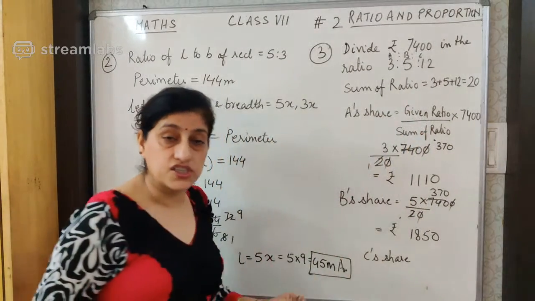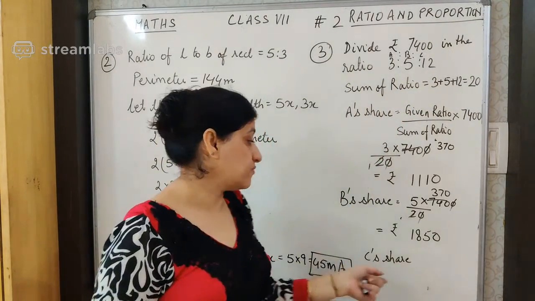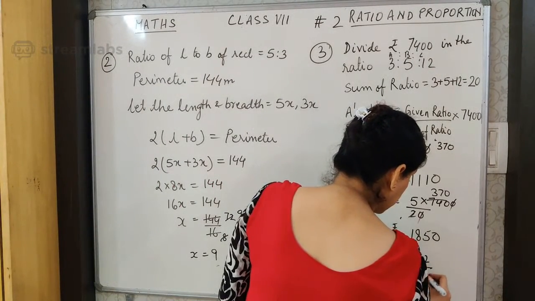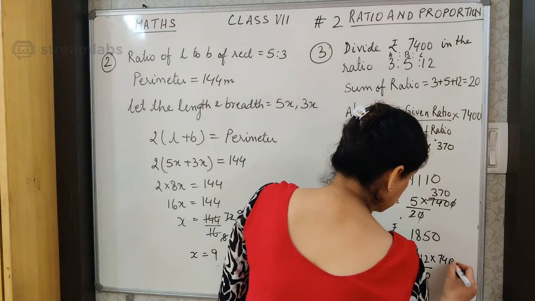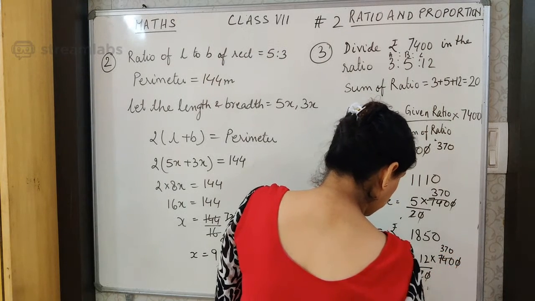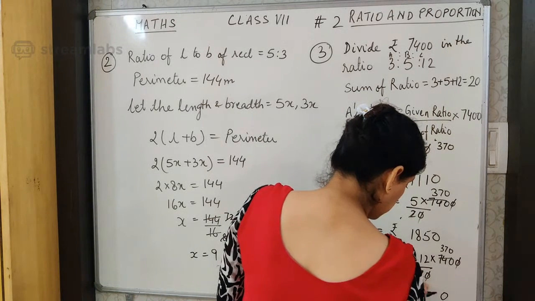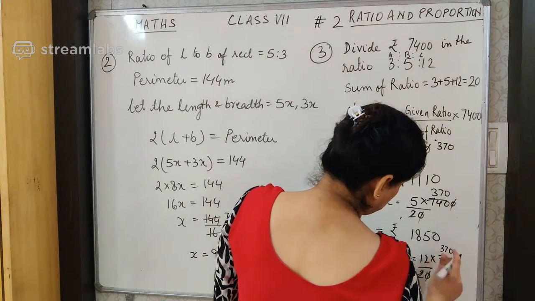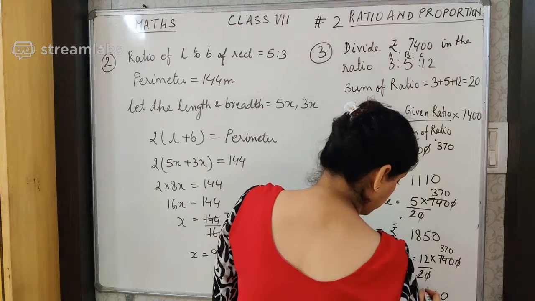Same way we will find C's share. I am solving this. Meanwhile, you also solve and give me the answer. What will be the share of C? It is equal to 12 upon 20 into 7400. So here I get 370, which is equal to rupees 12 into 370. 12 sevens are 84, carry 8, 12 threes are 36 and 8, 44.